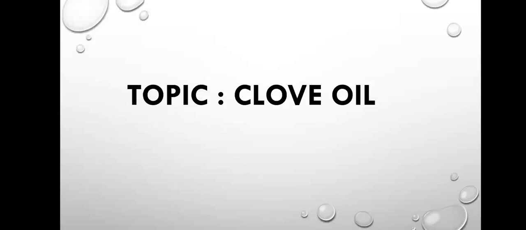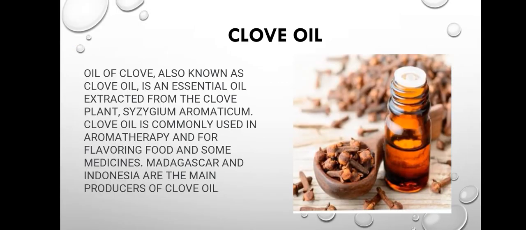First, we will discuss a little bit about clove oil. Oil of clove, also known as clove oil, is an essential oil extracted from the clove plant. Its scientific name is Syzygium aromaticum. Clove oil is commonly used in aromatherapy. Now the question arises, what is aromatherapy?